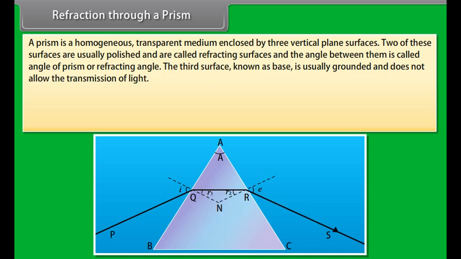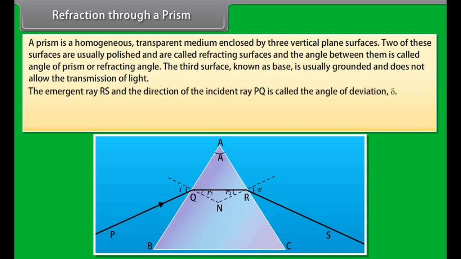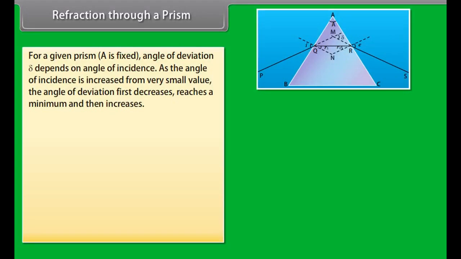The angle between the emergent ray RS and the direction of the incident ray PQ is called the angle of deviation delta. The angle of deviation delta can be evaluated as delta is equal to i plus e minus A. For a given prism, A is fixed, and the angle of deviation delta depends on the angle of incidence.